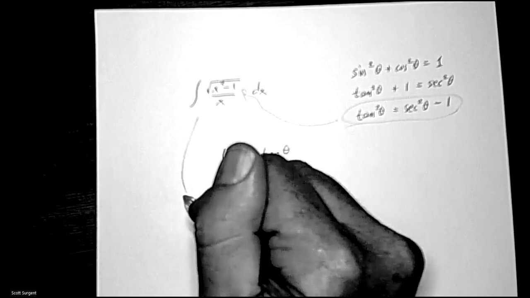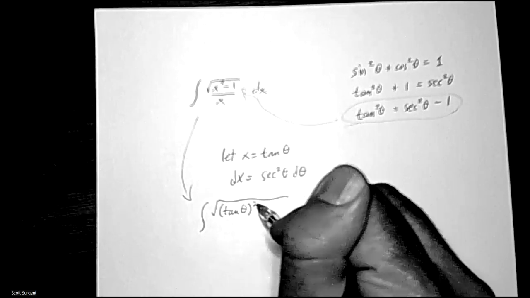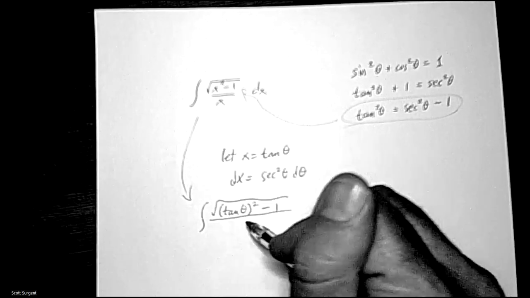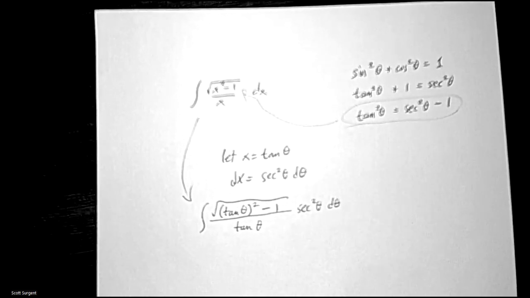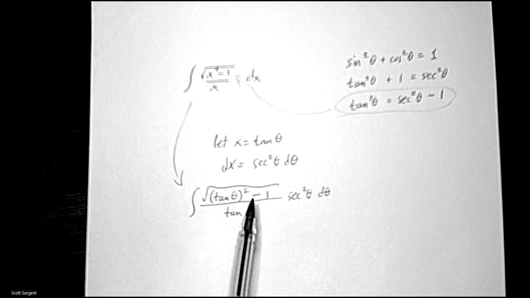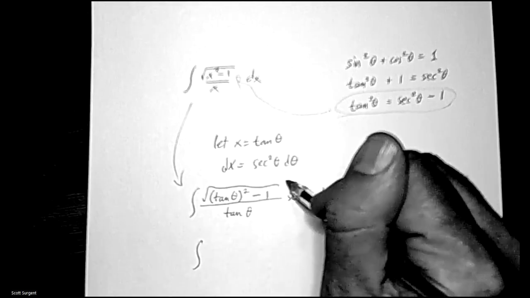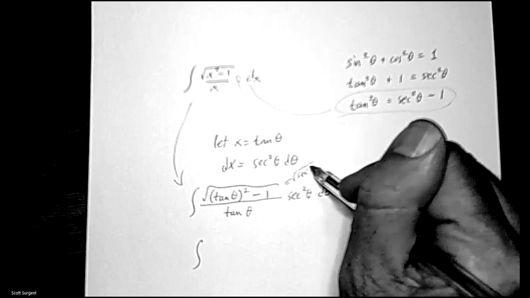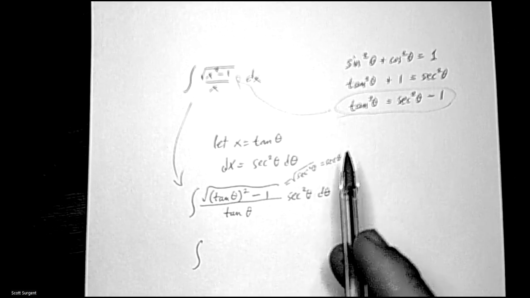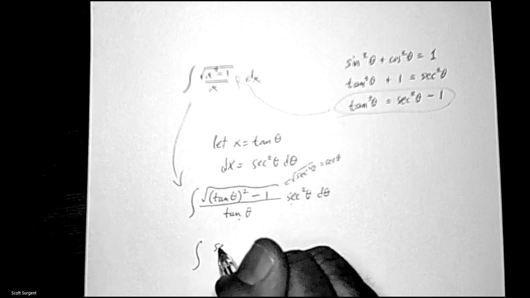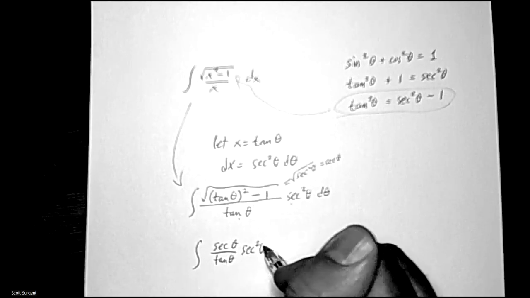What you do is you plug them all in. I'll just show you the steps. It's the square root of tan theta quantity squared minus 1, all over tan theta again, then secant squared theta d theta. Let's see what we got here. Tan squared theta minus 1 is secant squared theta, and the square root and the square cancel, so you have secant theta, you have tan theta, and then you have secant squared theta d theta.